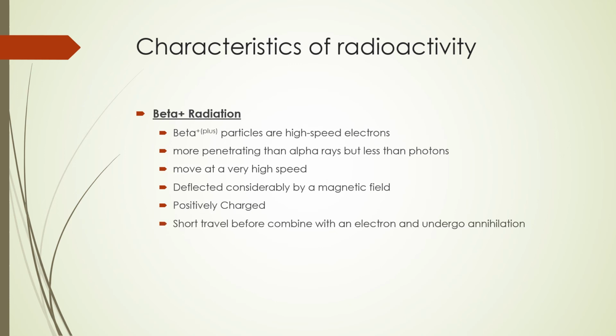For atoms that are proton-rich, they can decay by emitting a beta plus particle. Beta plus particles are high-speed electrons. They are more penetrating than alpha particles but less than photons. Beta plus particles can be deflected strongly by a magnetic field. They have the same magnitude of charge as electrons but are positive rather than negatively charged. They travel a short distance from their origin before combining with an electron in an annihilation interaction.